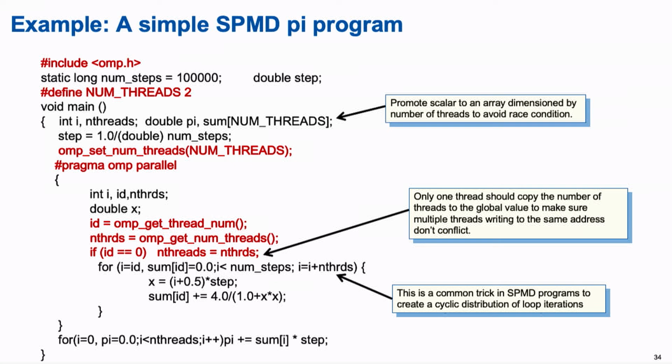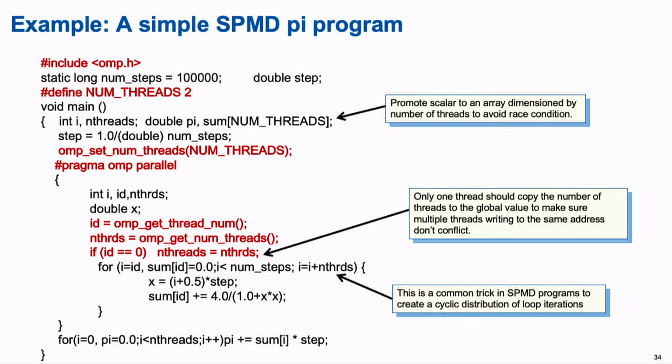Look at the trick I did. For my loop control index I set i equal to the thread ID. I'm going to continue as long as i is less than the number of steps. But then look what I do: I increment by the number of threads. So if I had 4 threads, one is going to do iteration 0, 4, 8, 12. Another one is going to do iteration 1, iteration 5. Okay, easiest way to split up loop iterations.